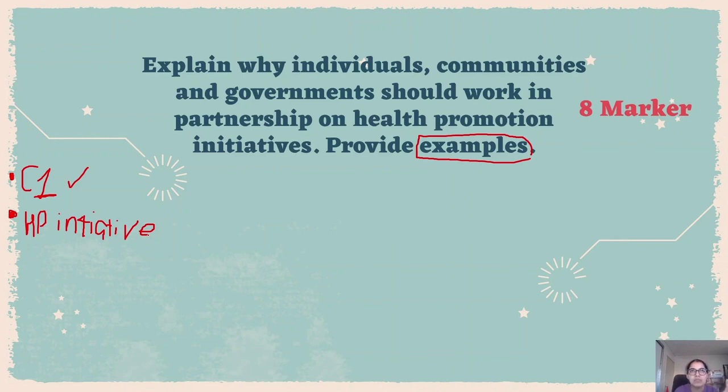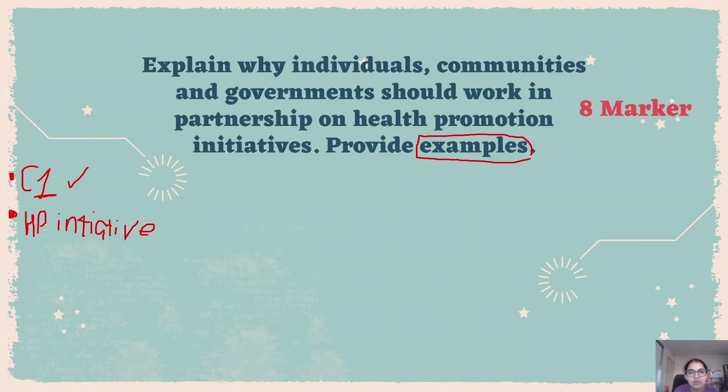So I'll give you an example. Let's have a look at the National Tobacco Strategy. It has individuals, communities, and governments working together. So let's look at the building healthy public policy part of it.